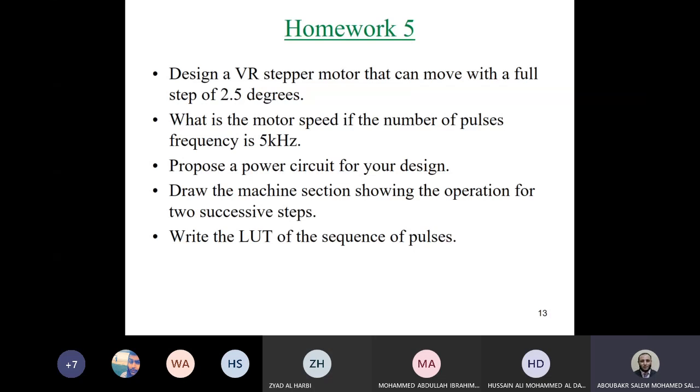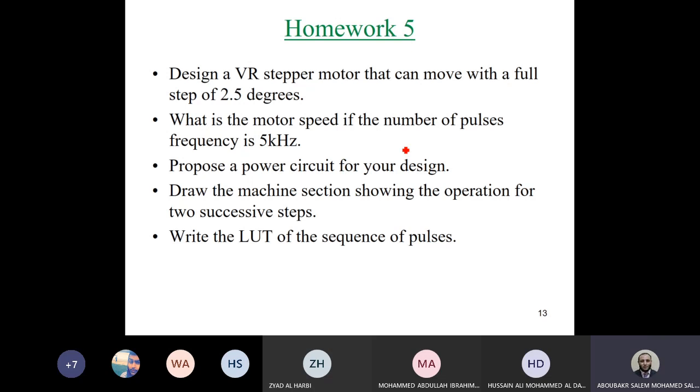I mean, what is the number of phases? What is the shape of the circuit? So this is the design required. Draw the machine section showing the operation for 2 successive steps. So the cross section we have drawn here or discussed in this class, we need you to make 2 successive steps.